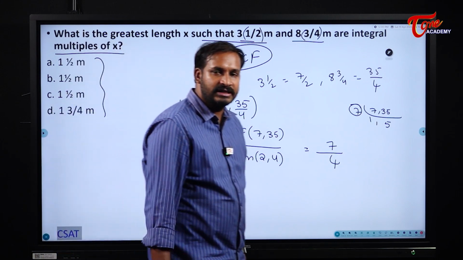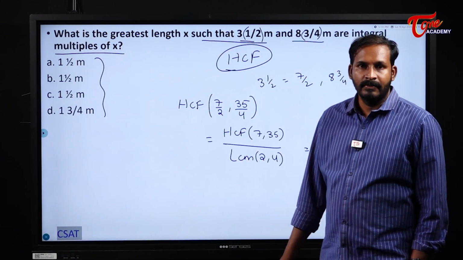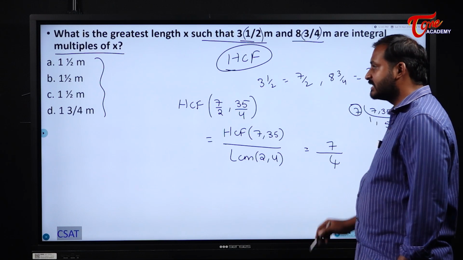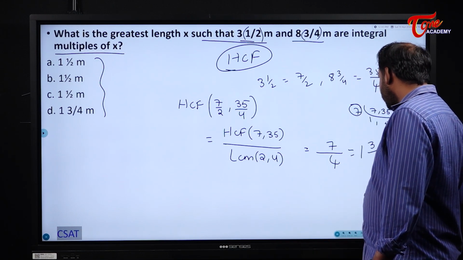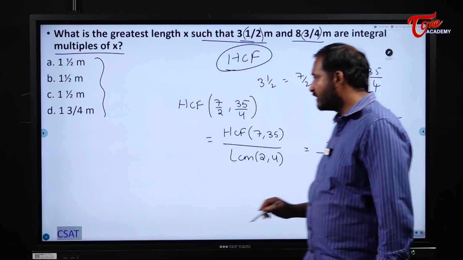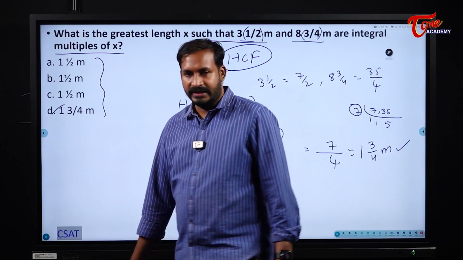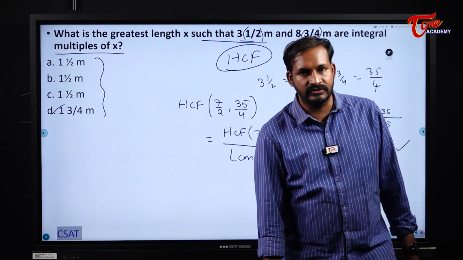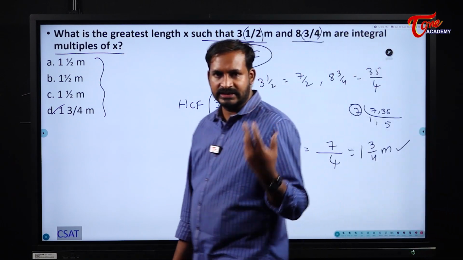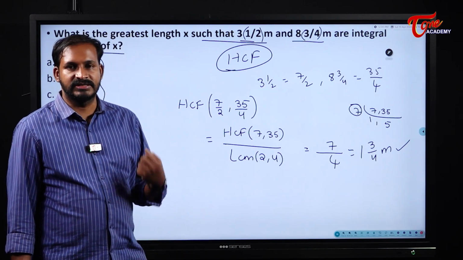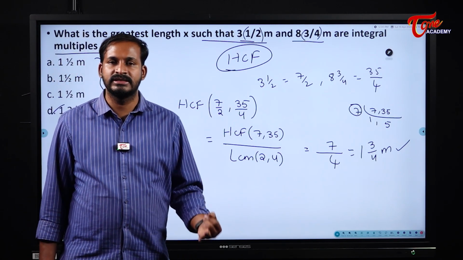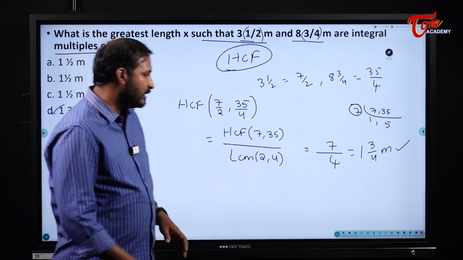But please see here, will we write our answer as an improper fraction? No, we never write our answer as an improper fraction. So we will write this as 1 3 by 4 meters. Our answer here will become 1 3 by 4 meters. Understood? Already we discussed this while discussing number system. We never write our answer in improper fraction. We always write our answer either as a proper fraction or else as a mixed fraction. Right? Next one.